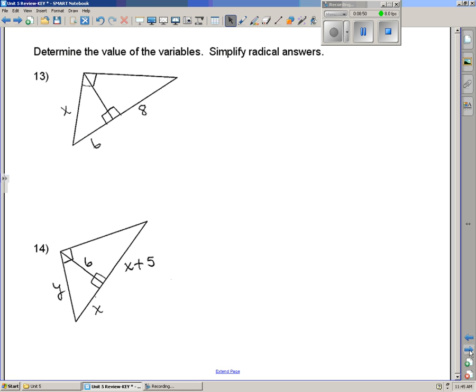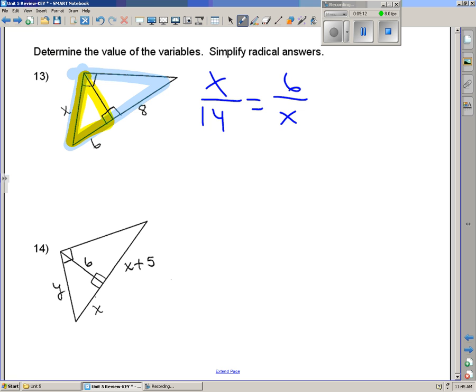Okay. Determine the value of the variable, simplify any radical answers. We've got a leg happening here. And again, some of you guys might want to use highlighters. This leg is a part of this whole thing, and this leg is a part of this piece. So the leg is the mean proportional, the geometric mean between the whole hypotenuse and the part of the hypotenuse attached to that leg.